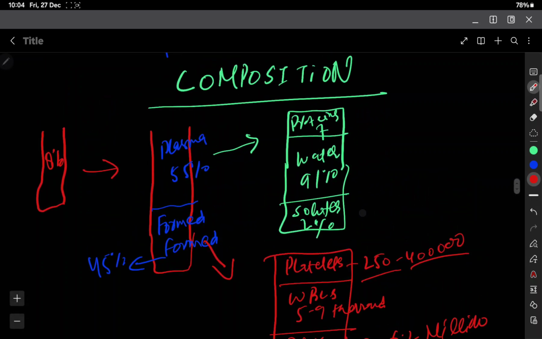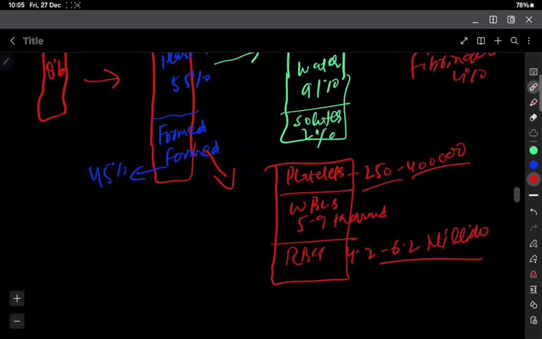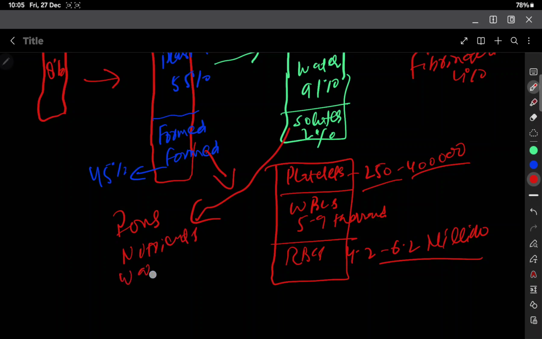Now which proteins are present in the blood? Albumins, almost 58%. Globulins, 38%. Then fibrinogen, 4%. So these are the proteins. Then there is water. In the other solutes, 2%, there are ions, nutrients, waste products, gases and other substances. This is in the solutes.